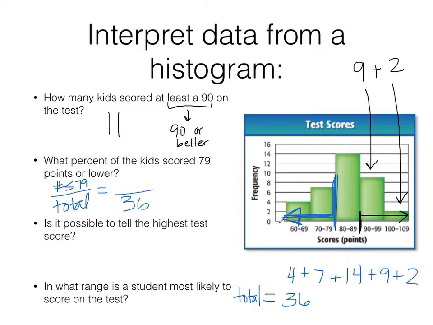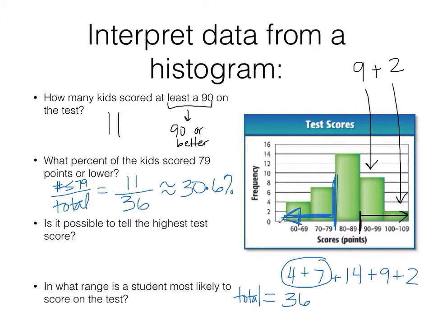How many of them scored a 79 or lower? Well, that would be just these first two categories, which would be the 4 and the 7, so 11 kids. And that right there gives us the fraction of kids that scored 79 points or lower. And in order to change that to a percent, we didn't have any trouble doing this the other day with an example in class. We're going to divide 11 divided by 36 times 100, 30.6%, about 30.6%.